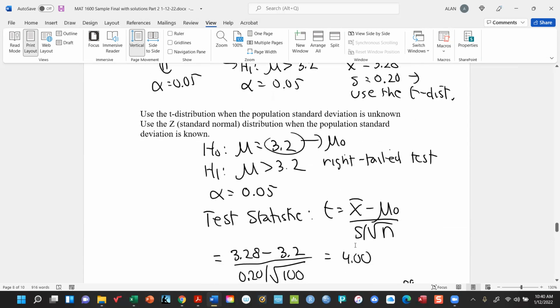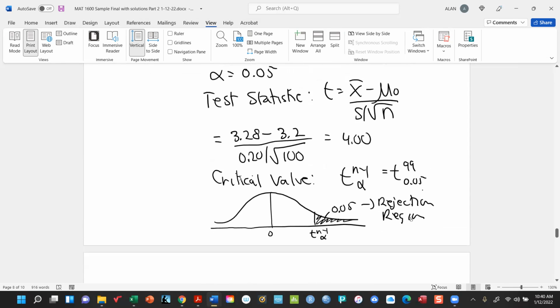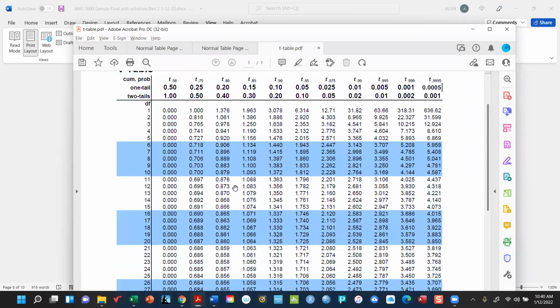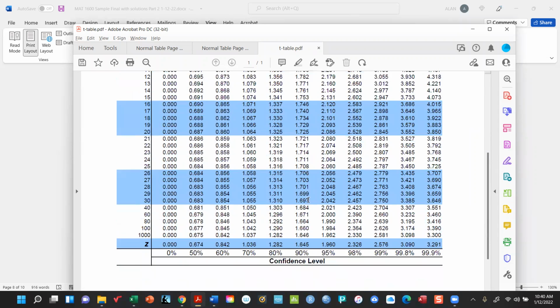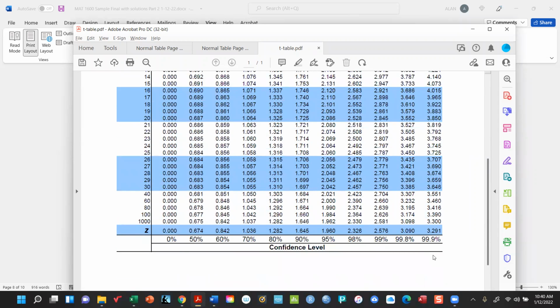So here's what we have to do. First of all, the tail area is 5%. So go to the top, look for one tail 5%, and then scroll down. Normally you would look for 99 degrees of freedom. The table doesn't have it. So we're going to use 100 instead. Okay. The actual value will be so close.